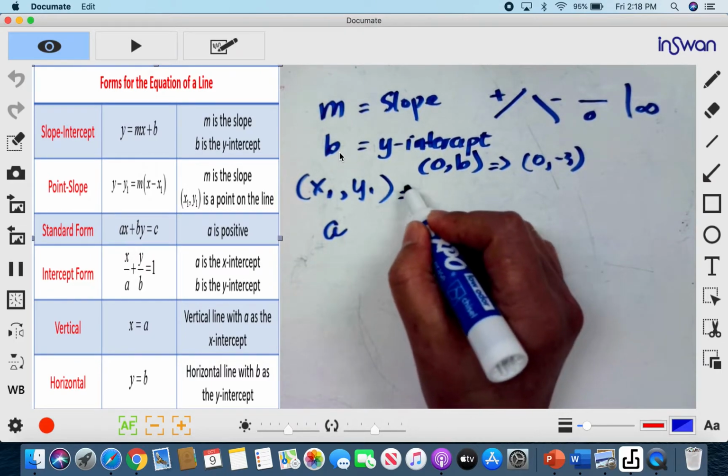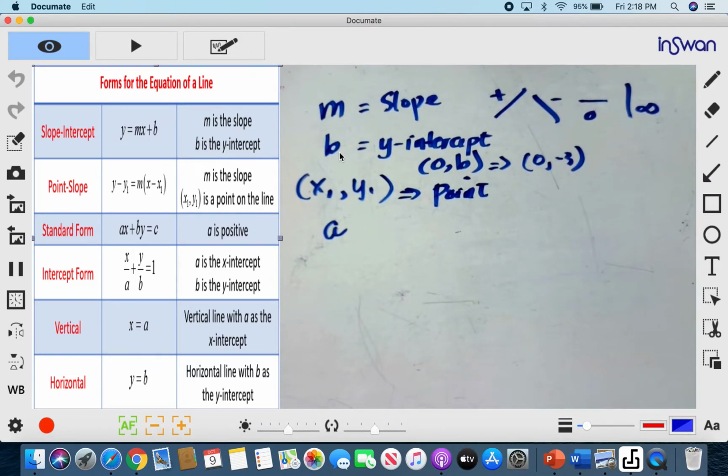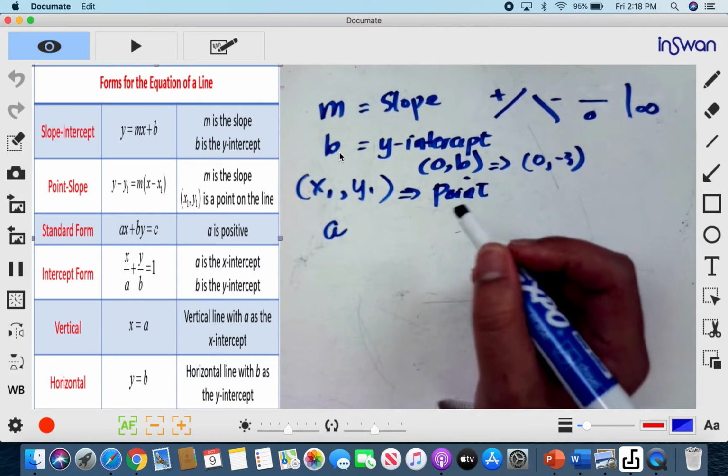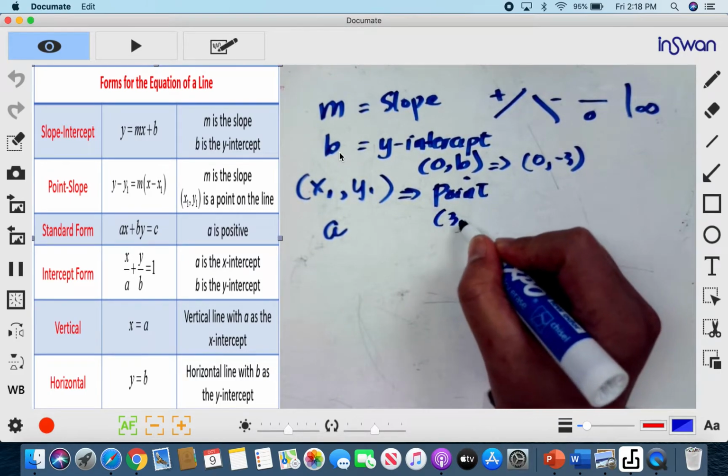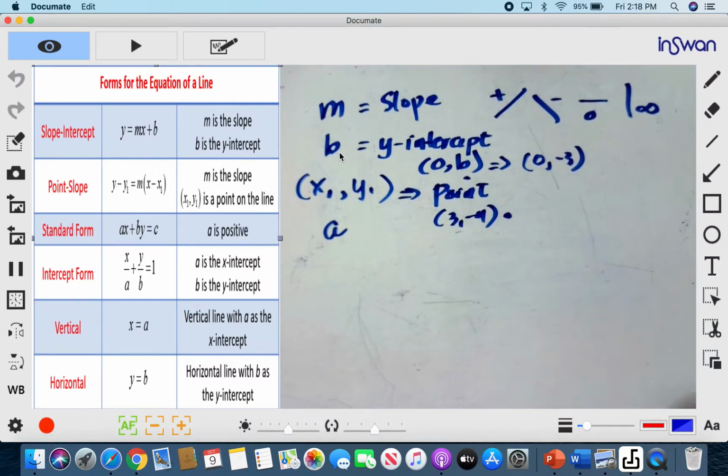So this represents a point. So in analytic geometry, an ordered pair is automatically a point. And let's say, for example, you have 3 and negative 4. So this is a point. The geometric figure for this is a point.